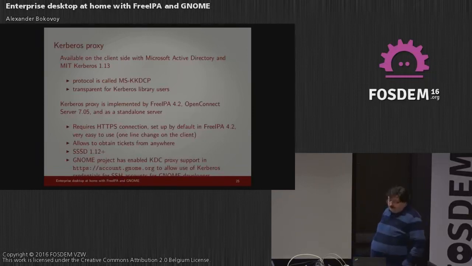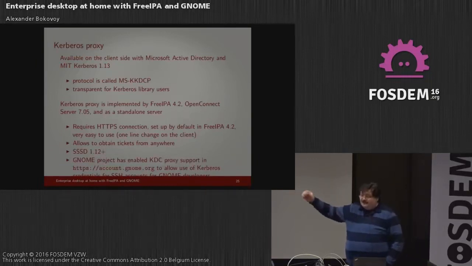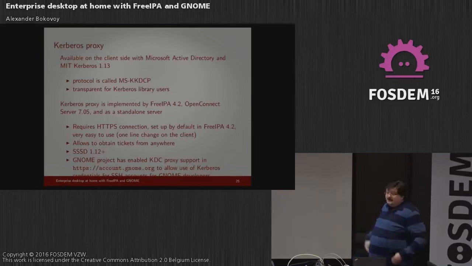It's transparent for Kerberos library users since Kerberos 1.13, for those who use MIT Kerberos. The only thing you need is a string that says your KDC is at HTTPS something. Then it tunnels the data over HTTPS, and it can do it in such a way that the proxy can distribute traffic to multiple Kerberos realms behind this gateway.